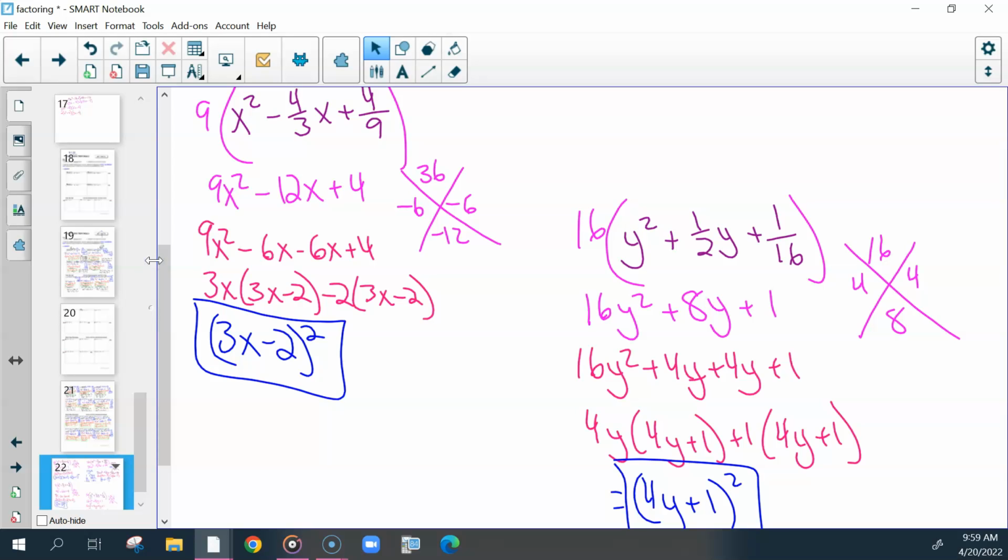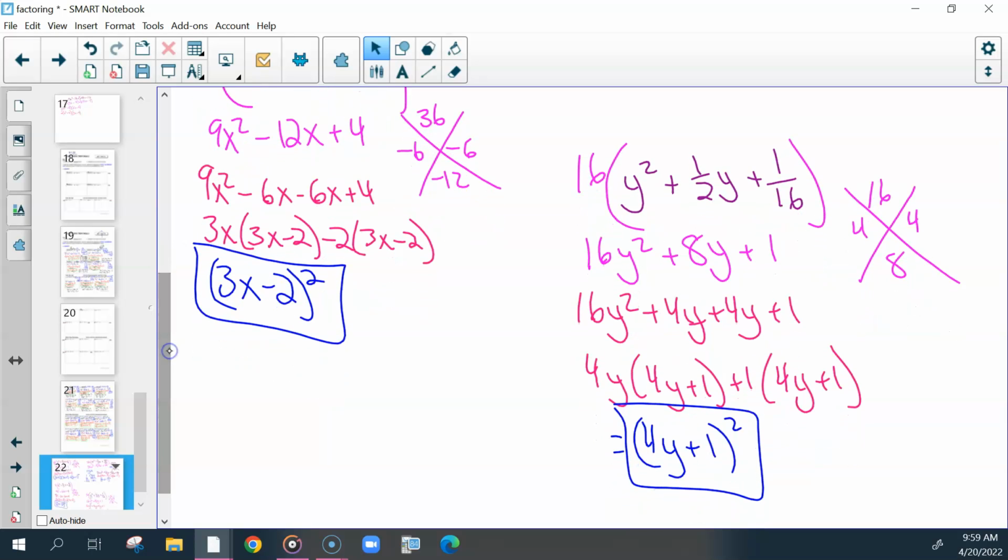This one was 3x minus 2 squared. The other one was 4y plus 1 squared. How many divided? As soon as we finish going over this, though. Questions on either of those?